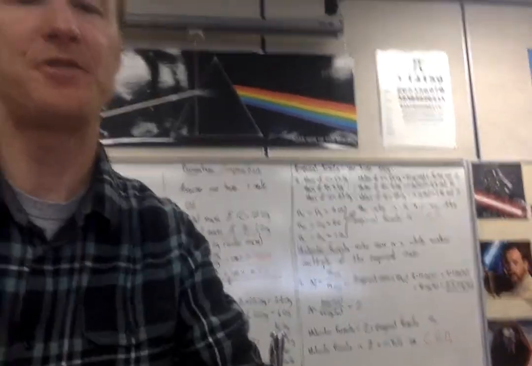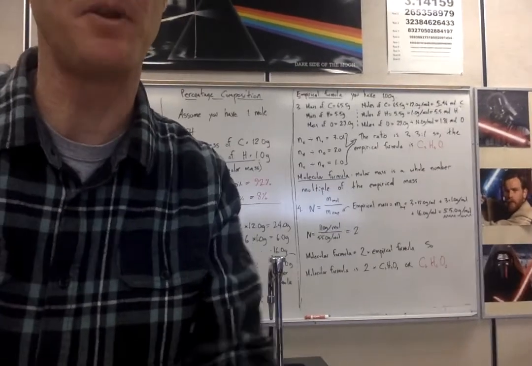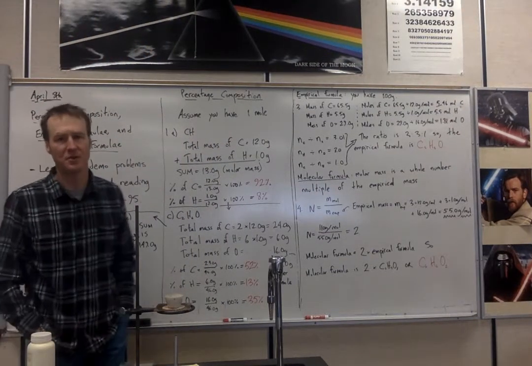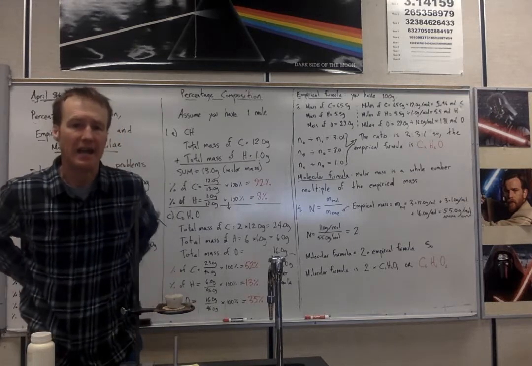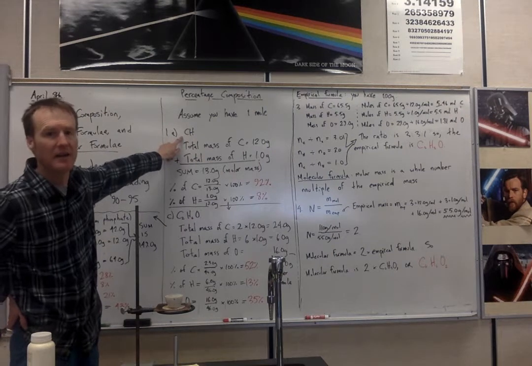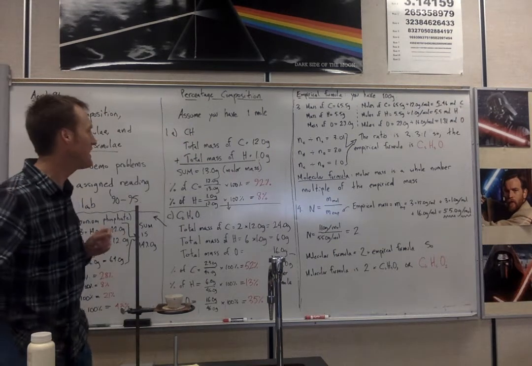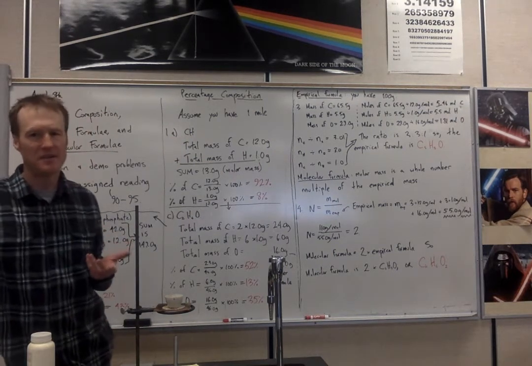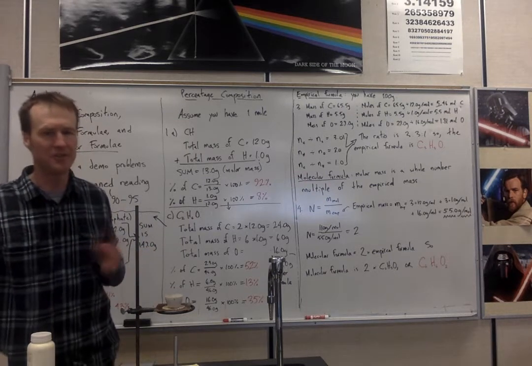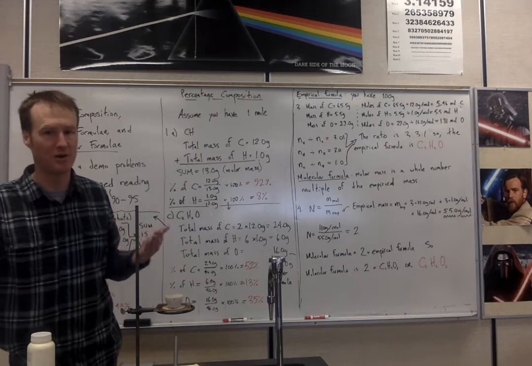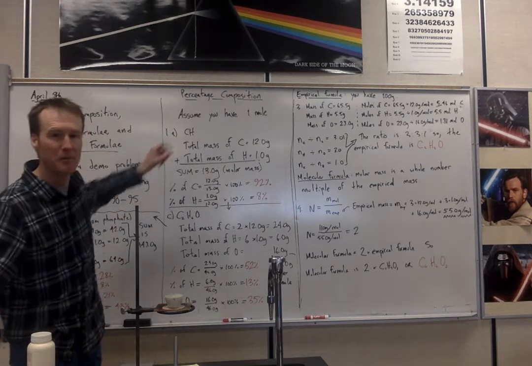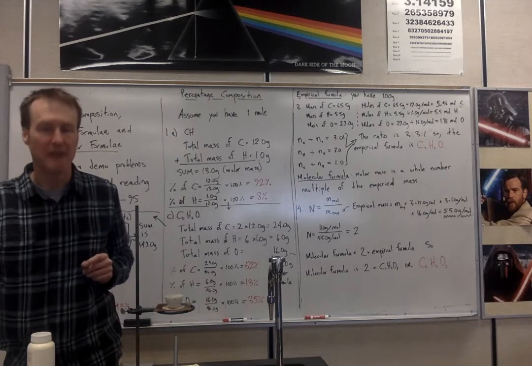For percentage composition problems, the simplest thing to do is to assume that you have 1 mole of a substance. So right now I'm on question 1A of the worksheet. We are given an empirical formula of CH. CH is not a substance. It's not a molecule. You can't just have a stable molecule that's a carbon bonded to 1 hydrogen atom. It doesn't exist. But as an empirical formula, yes, that can exist.